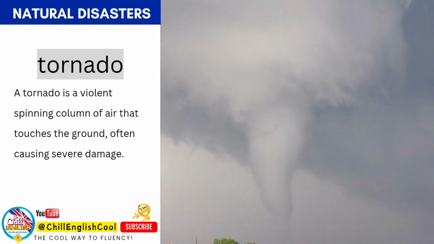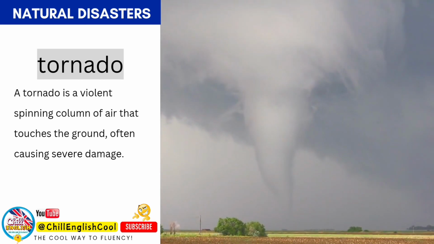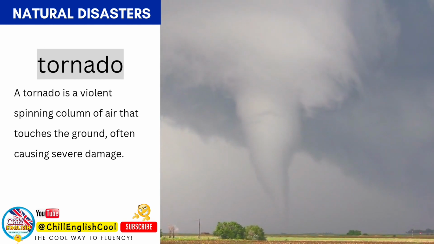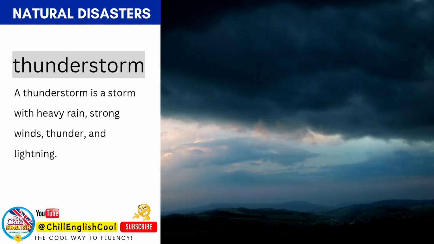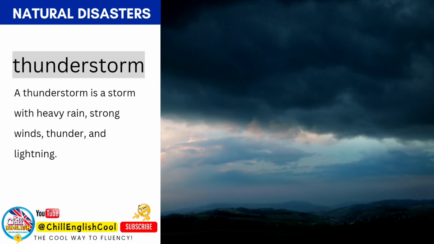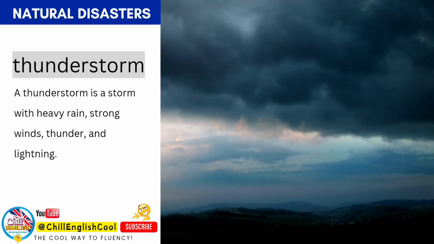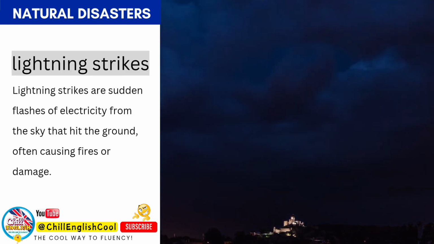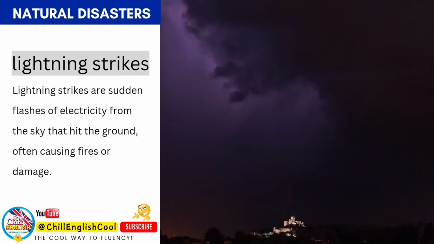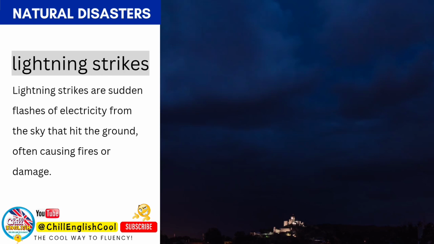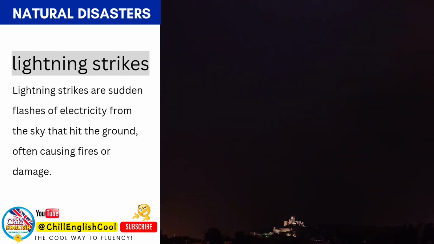Tornado. A tornado is a violent spinning column of air that touches the ground, often causing severe damage. Thunderstorm. A thunderstorm is a storm with heavy rain, strong winds, thunder, and lightning. Lightning strikes. Lightning strikes are sudden flashes of electricity from the sky that hit the ground, often causing fires or damage.